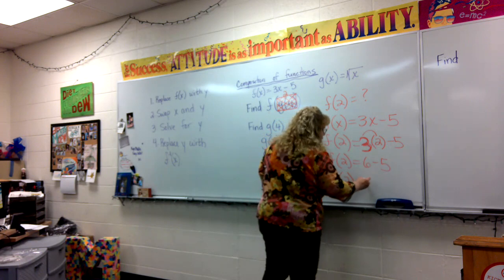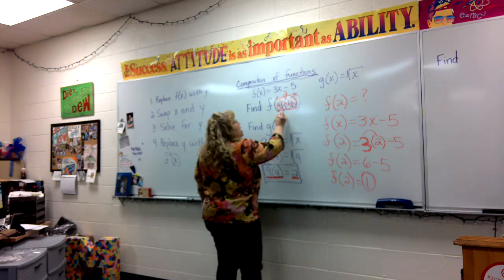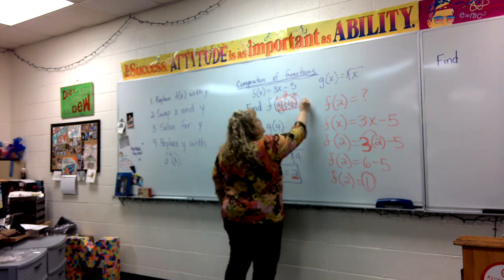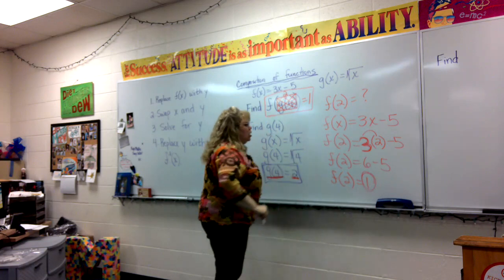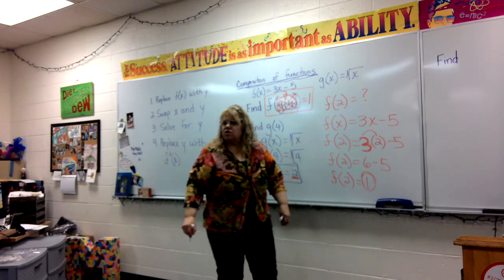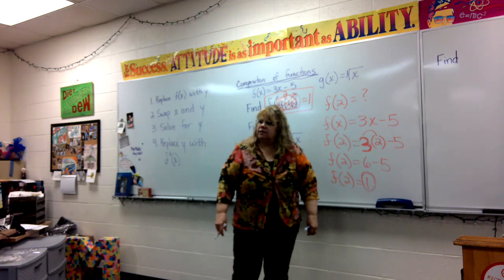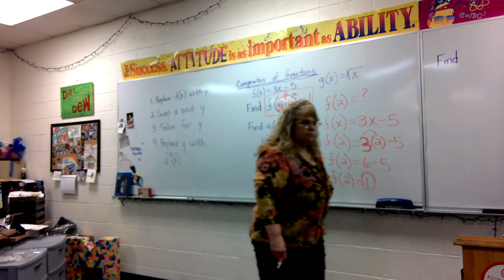So what is f of 2? One. It's 1. You know what that means? That means f of g of 4 equals 1. And that's our answer. Whatever you get after you plug that second thing in, that's your answer. Isn't that easy?